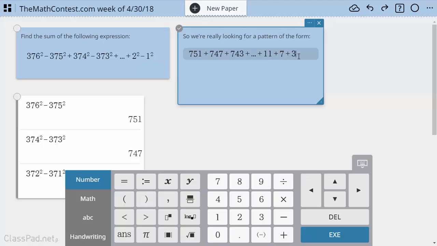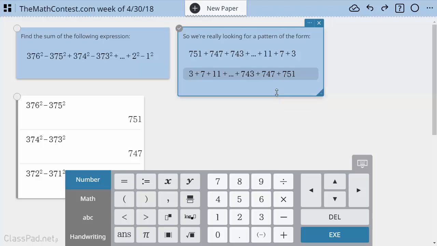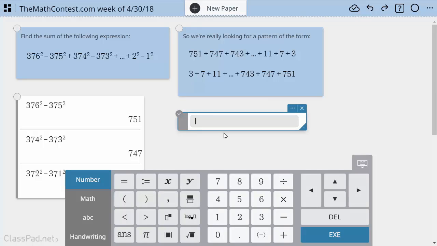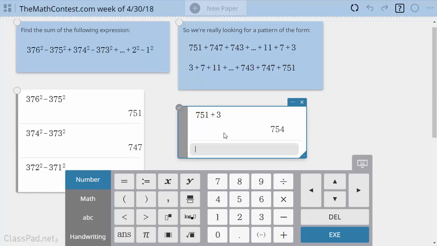Let's do that. So I'm going to, underneath this, pair up these numbers in reverse. So 3 plus 7 plus 11 plus etc. Just for you to get a visual idea of what this looks like. So notice now, if I create a little computation space, that if I take 751 plus 3, this first pair of numbers, I get 754. If I take 747 plus 7, the next pair of numbers, I get 754. And so on, all the way down the line. So each one of these pairs vertically, I didn't line them up very well, but each one of these pairs adds to 754.